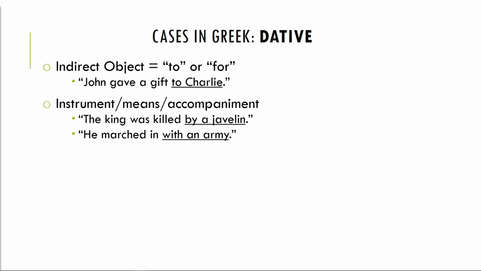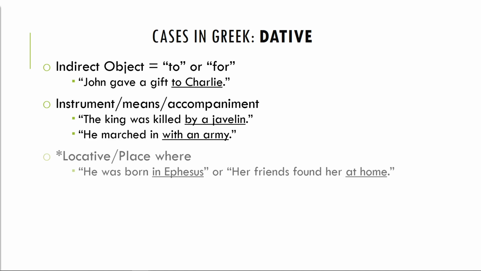Instrument means an accompaniment. So with what? In other words, that's how you have to think about it. With what? He marched in with an army, accompanied by an army. The king was killed by a javelin, by means of a javelin, or the instrument of his death was a javelin. We also have what's called the locative or place where.